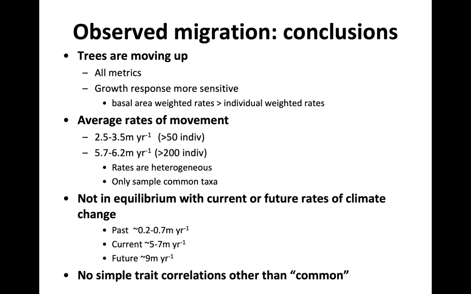And the other thing that's very interesting is we're looking at lots of functional traits. We've expanded the samples, but there's no simple trait correlation, other than being common, that gives us predictive ability in terms of its response to climate. So I think that's very interesting, and it's also an area of study, figuring out how to give any predictive ability for that.